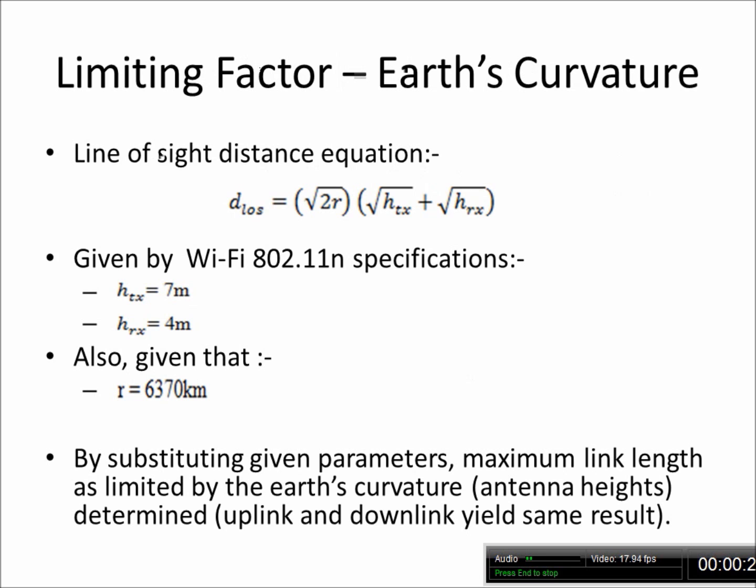Similarly, by substituting the given parameters into the line of sight equation, the maximum link length as limited by antenna height is determined. In this case, the uplink and downlink values are the same.